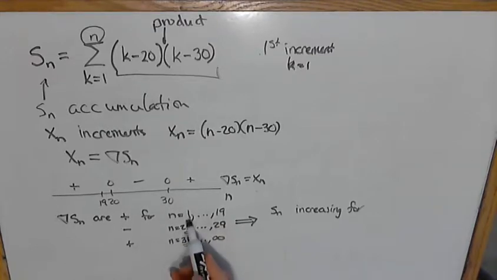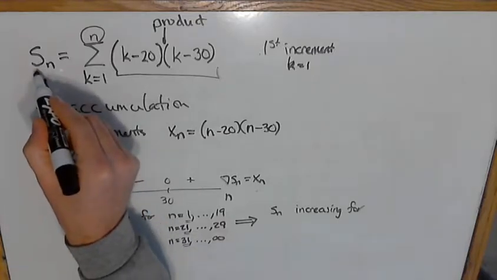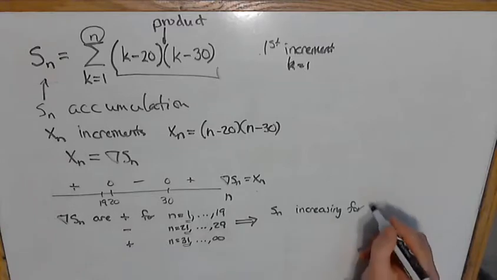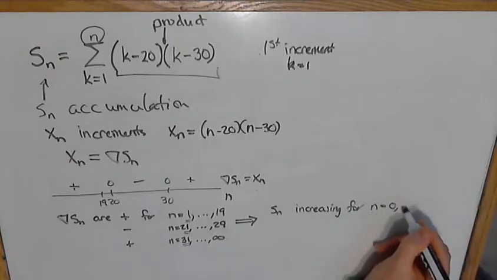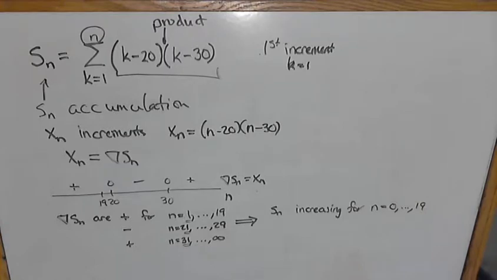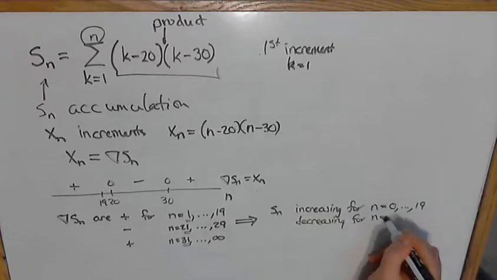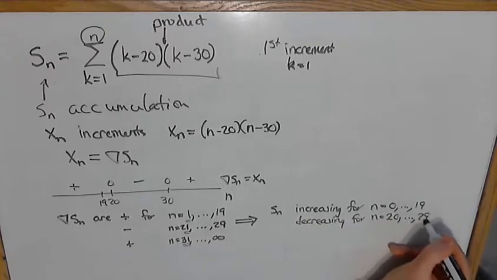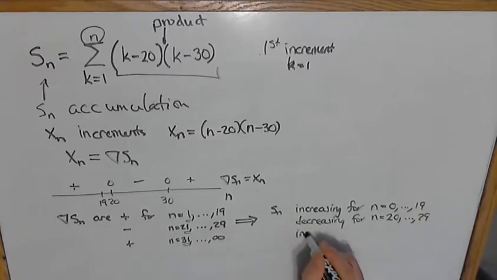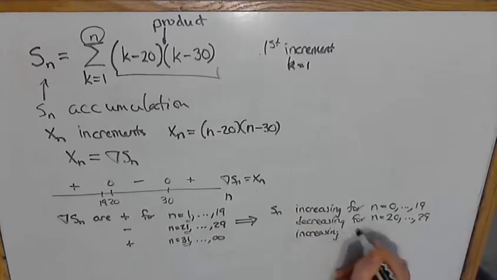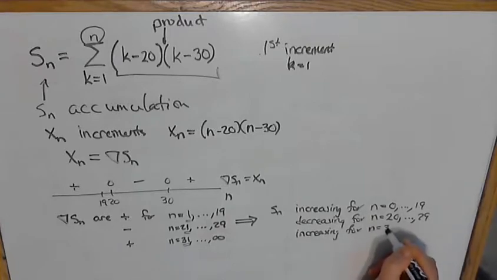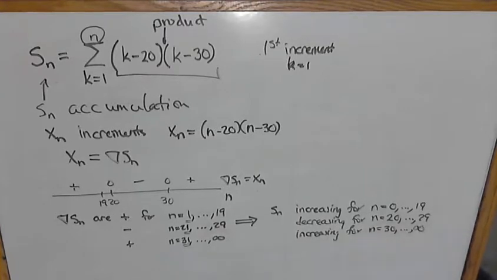Because my first increment is added to the 0 element of Sn, my first value of s is at n equals 0. I'm increasing from 0 to 19. And then I'm going to be decreasing for n going from 20 to 29. And I'll be increasing for n going from 30 forever after. Okay, so this gives me my increasing and decreasing.